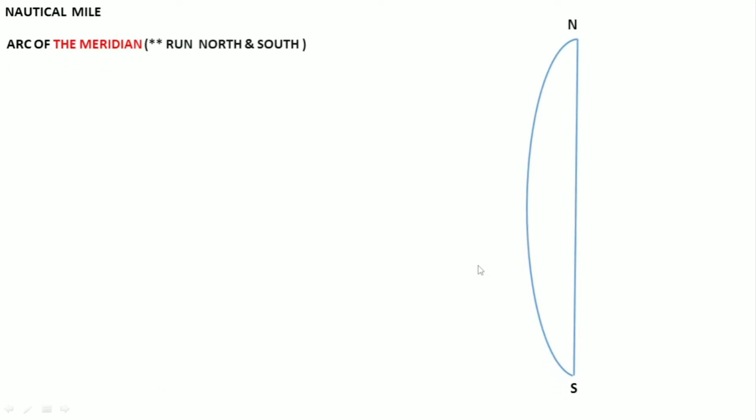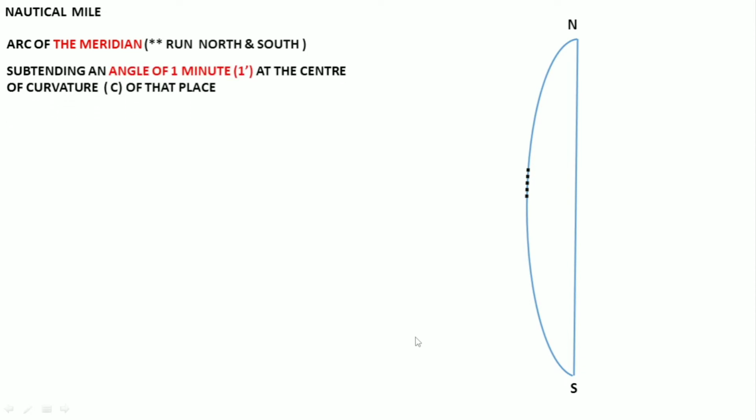Now, how do we define nautical miles? That is the linear measurement. A nautical mile is the arc of the meridian. Meridian is the great circle or semi-great circle, which makes an angle of 1 minute at the center of curvature of that particular place.